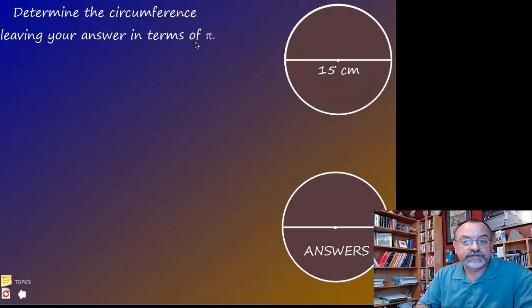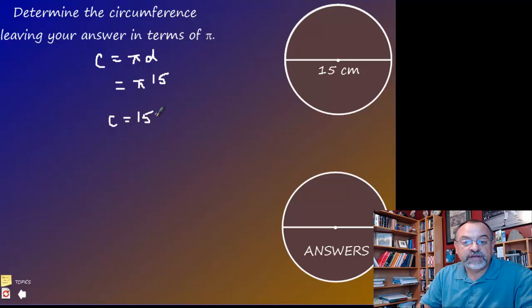So for instance, here it says to determine the circumference, leaving your answer in terms of pi. The way we would do that is we start with the formula and we would write it out. The circumference is equal to pi times the diameter. Now I chose to use diameter because the value that they gave me here is the diameter. So when I substitute in pi times, and then the diameter is 15, because I'm asked to leave my answer in terms of pi, I'm actually done. So the circumference is 15 pi, and the units are centimeters.